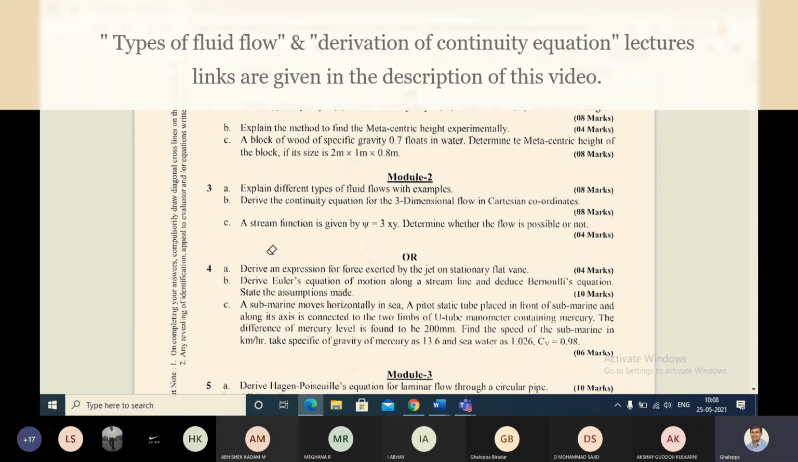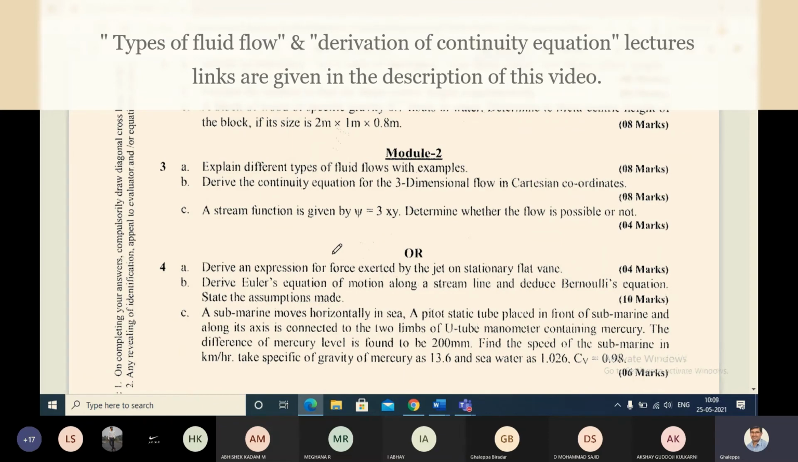And the third question we'll see, question number 3c. A stream function is given by psi is equal to 3xy. So one function he has given, that is the stream function. For this stream function, determine whether the flow is possible or not, and it is only for 4 marks.